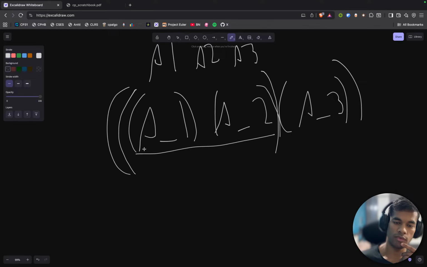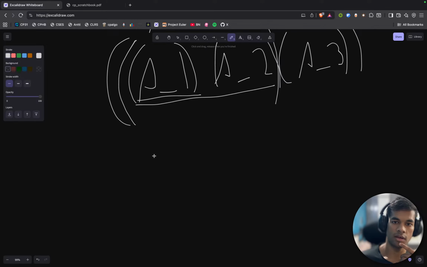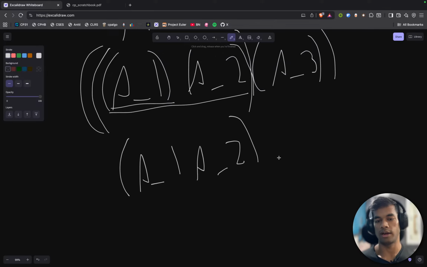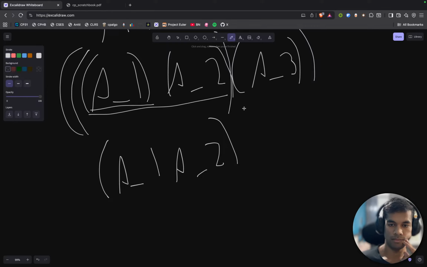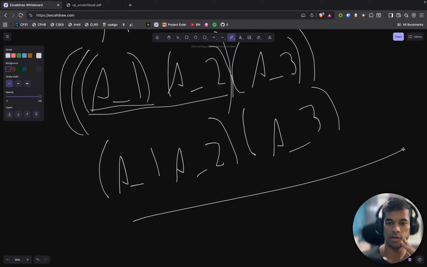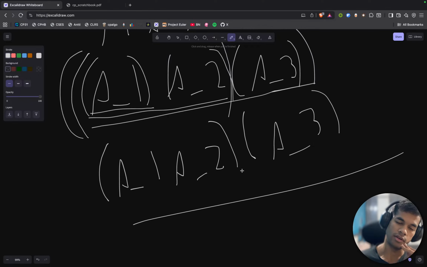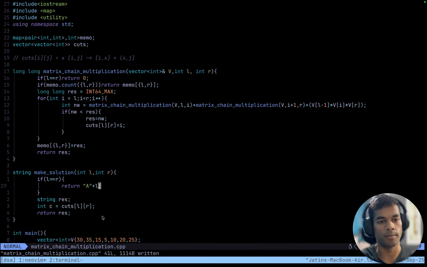So if this internal function just returns AI and I put only a left bracket and a right bracket, I would have A1, A2, left bracket, right bracket, then left bracket, A3, and right bracket. This looks much cleaner than this. That is also tilted. So that is cool. Okay.